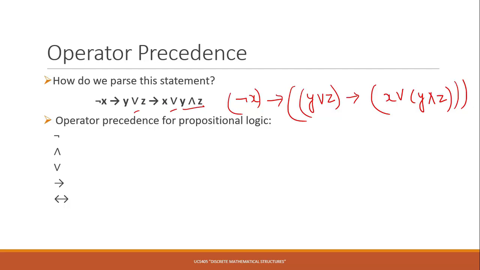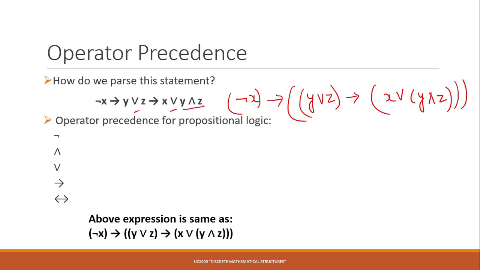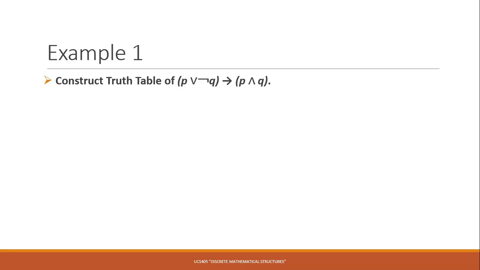So either you can use parentheses to denote which operation should be performed first, or you can use the operator precedence. Now let us take one example.